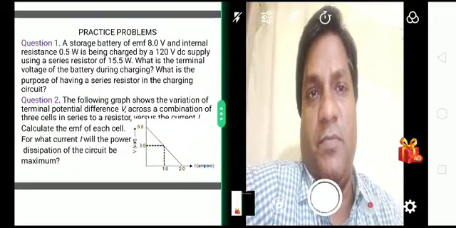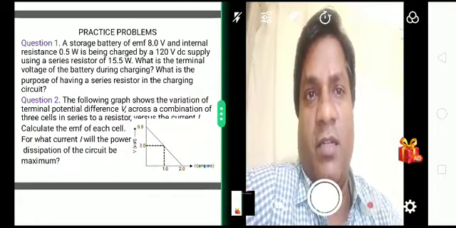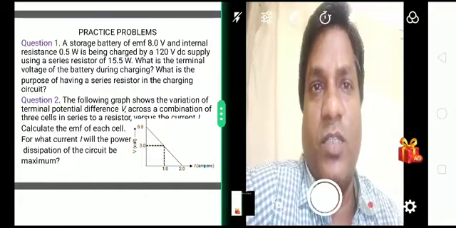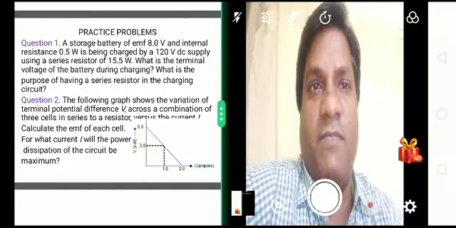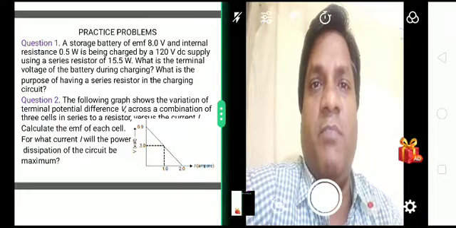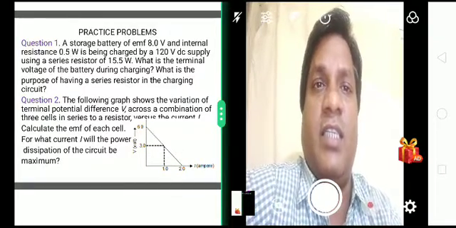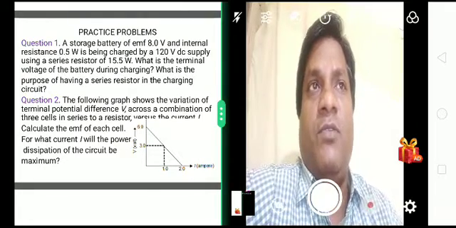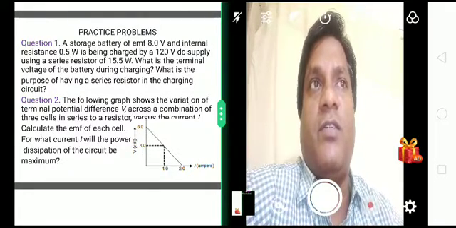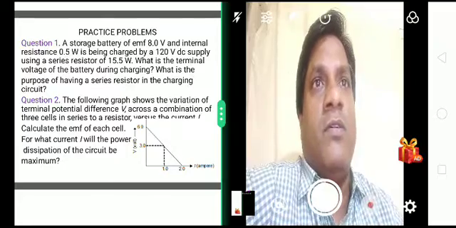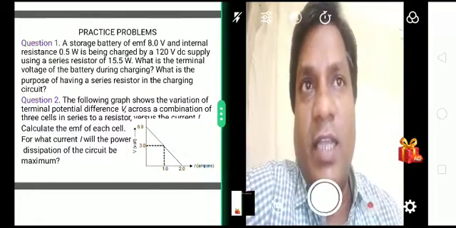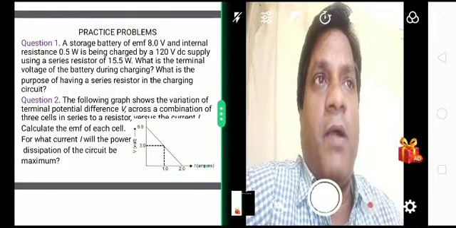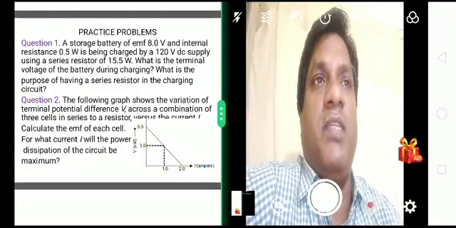The second question is a similar graph to the one which I have used earlier. The following graph shows the variation of terminal potential difference across a combination of three cells in series connected to a resistor versus current. Now you need to calculate the EMF of each cell, and for what current I will the power dissipation in the circuit be maximum.